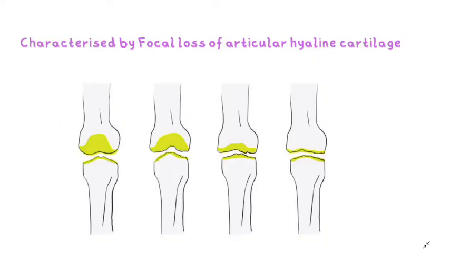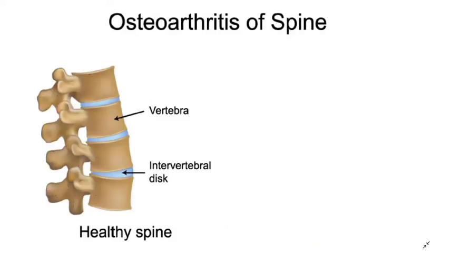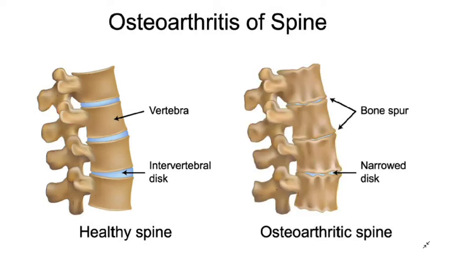It is characterized by focal loss of articular hyaline cartilage. In normal spine, the intervertebral disc size is normal between two vertebrae, while in osteoarthritic spine, bone spurs, also known as osteophytes, are formed, that are the bony projections that develop along the bone edges that leads to narrowing of the intervertebral disc.